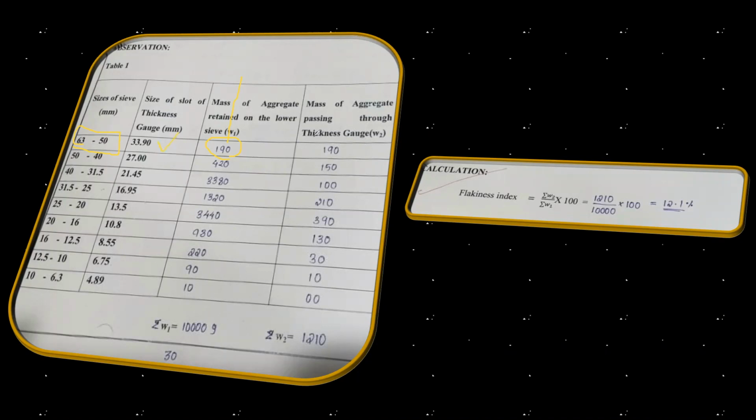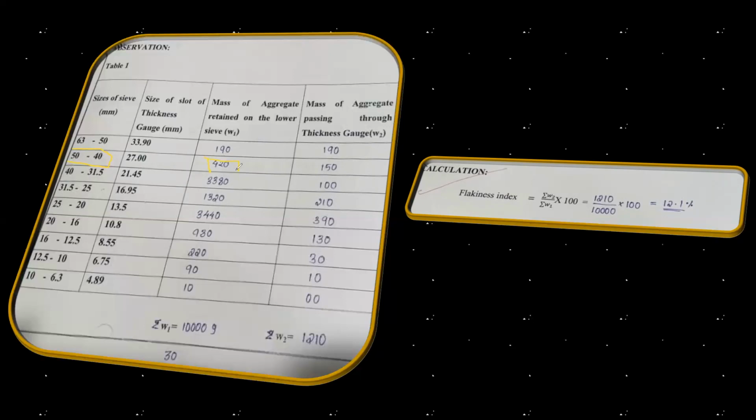And how many aggregates have passed through that, that total weight you have written is 190. Similarly, next you have taken another sieve, 50 to 40 mm. This is the size of a sieve, and through that you have passed, and you have got 420 grams of aggregate retained on this sieve.